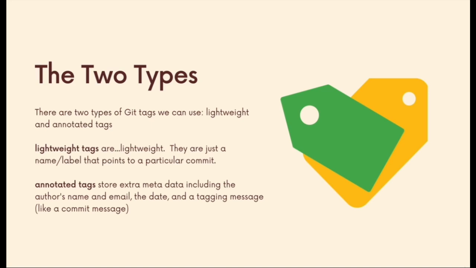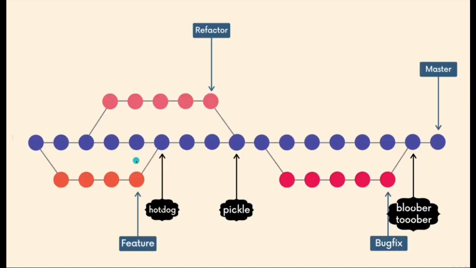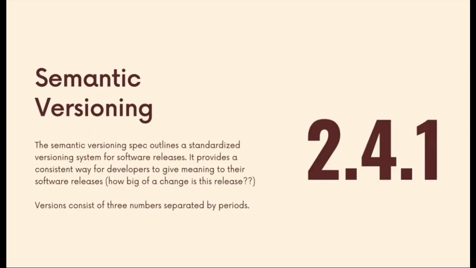But before we go any further, I actually want to talk a little bit about versioning, because tagging and versioning are kind of tied together. That's the main use case for Git tags. I want to talk about semantic versioning, and that's what we're going to cover in the next video.